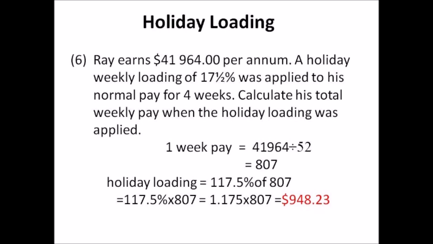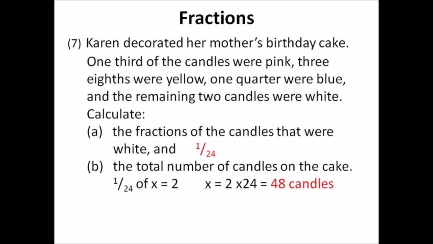Number 7, fractions. So the 5 candles that were white would be 1/24. So you have to add, you have 1/3, add 1/3, 3/8, and then see what fraction would be left. And then the total number of candles on the cake would be 48 candles, because 1/4 of a number is 2. So that number has to be 48. For the first part, just add them up and then take it away to see what's left.